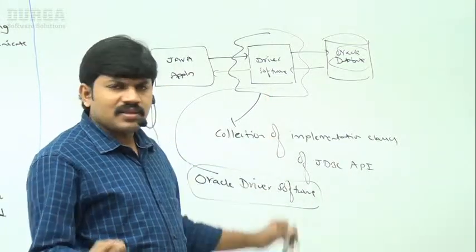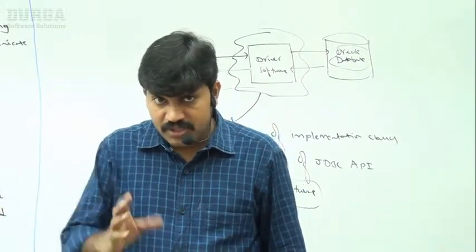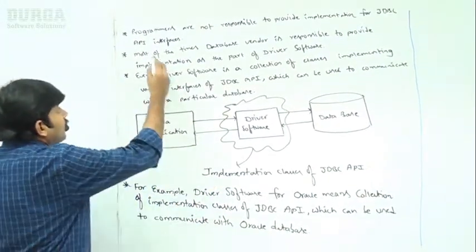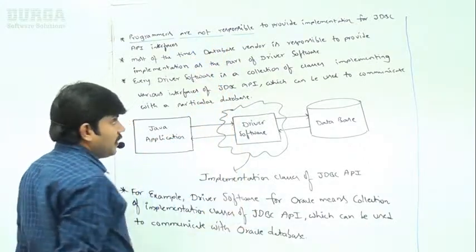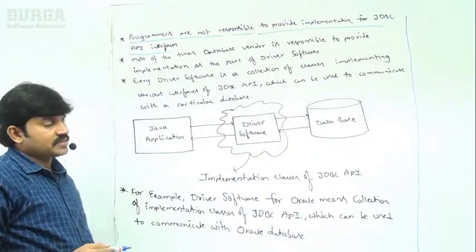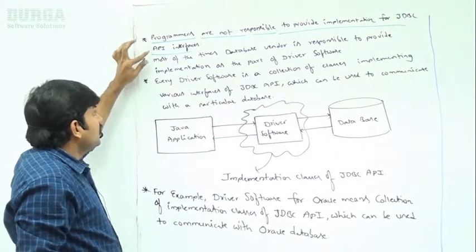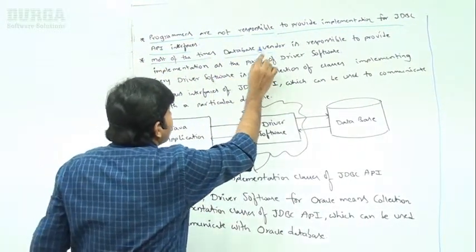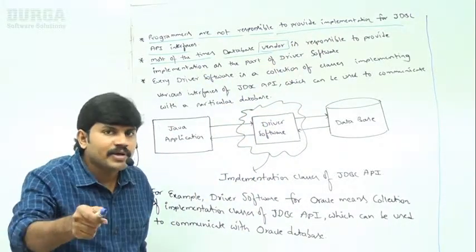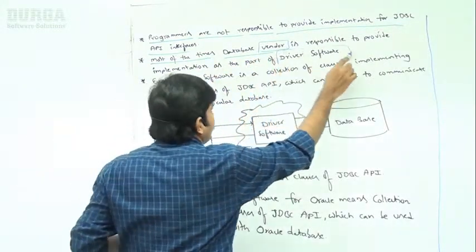Clear? If you are getting the basic idea, let me summarize whatever I covered so that you people can get much clarity. Have a look once, sir. Same terminology. Programmers are not responsible to provide implementation classes of JDBC API interfaces. Sir, we are not responsible. Most of the times, the database vendor, the owner of the database, is responsible to provide implementation as part of driver software.